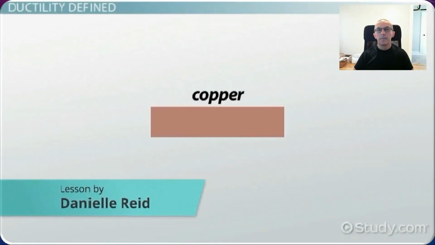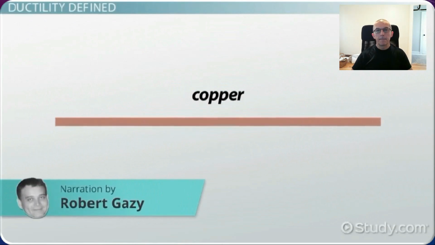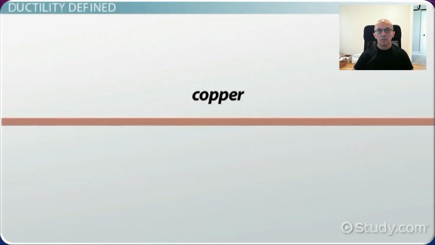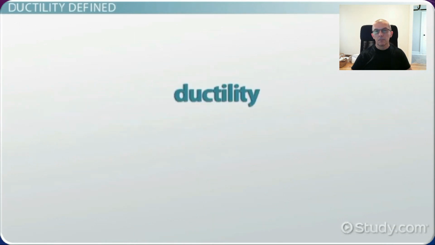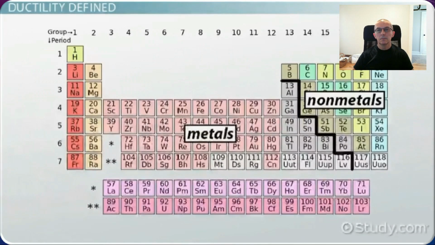Imagine you take copper metal and stretch it into a thin piece of wire. Would you believe that the copper metal would resist breaking while being stretched? This is a great example of ductility. Ductility, by definition, is a material that can be stretched thin when tensile stress is applied. It is the way to describe a physical property of any material.